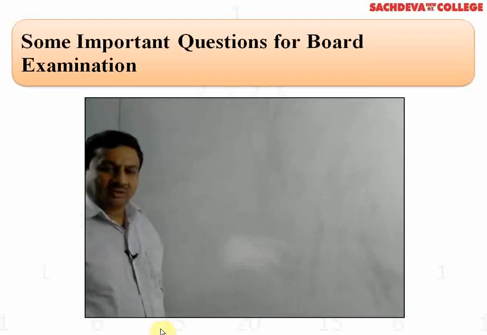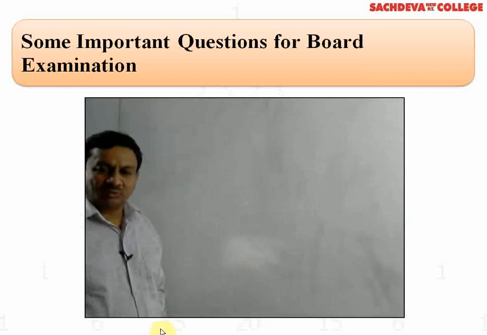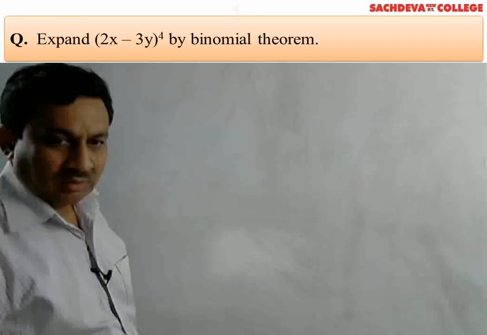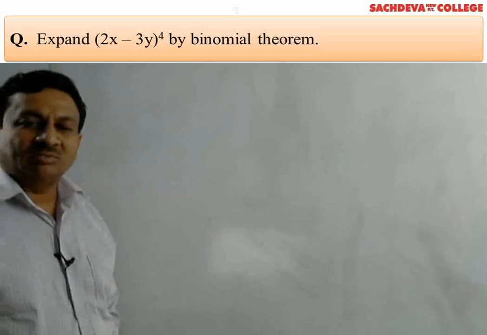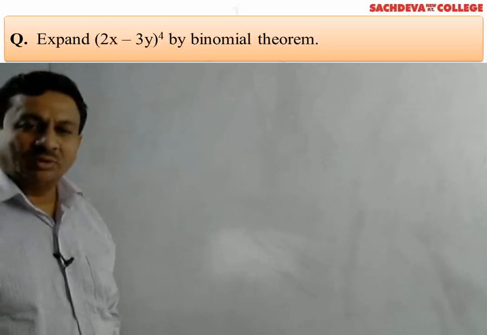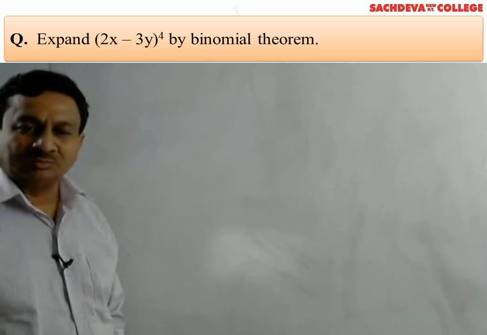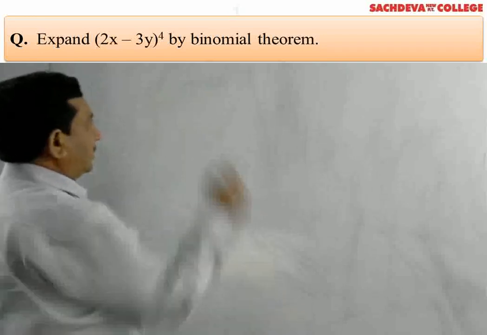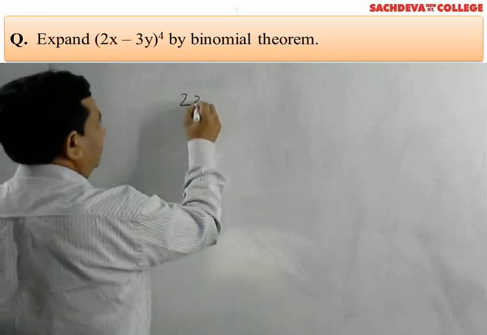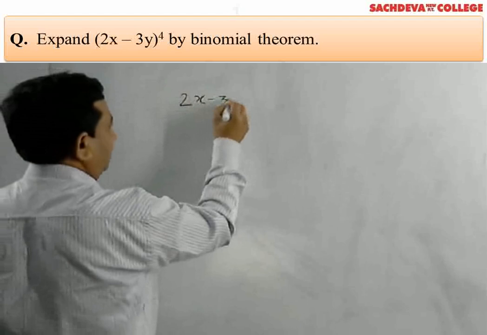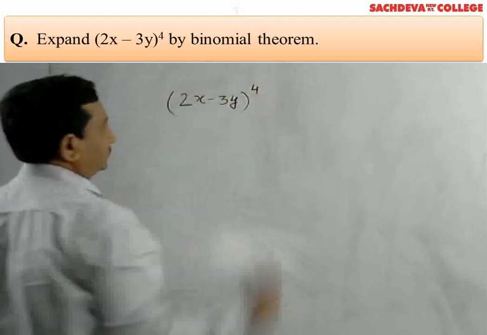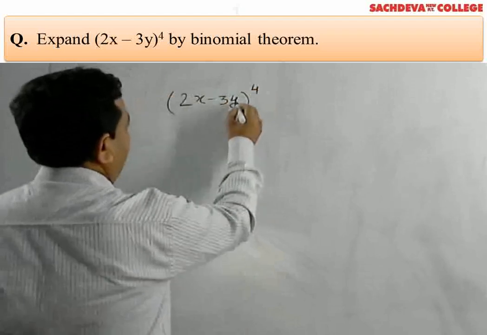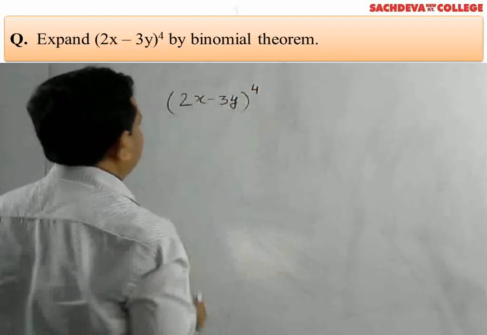Today we will discuss some important questions for board examination. So first question is expand (2x minus 3y) to the power 4 by binomial theorem. Given that (2x minus 3y) to the power 4, using binomial theorem, expand this expression.